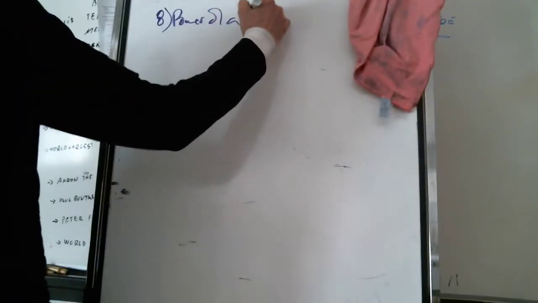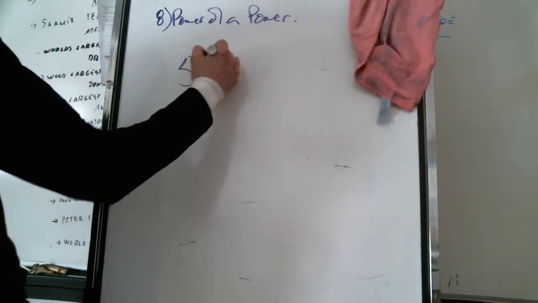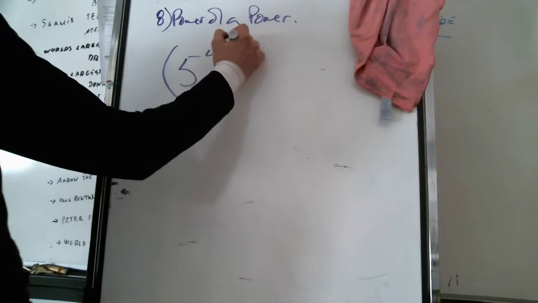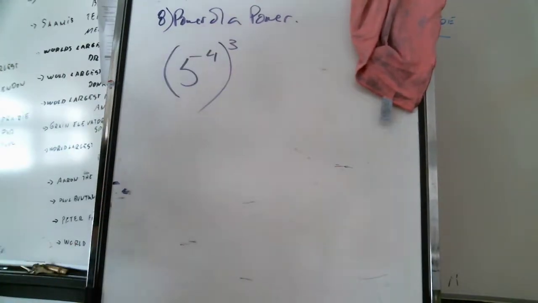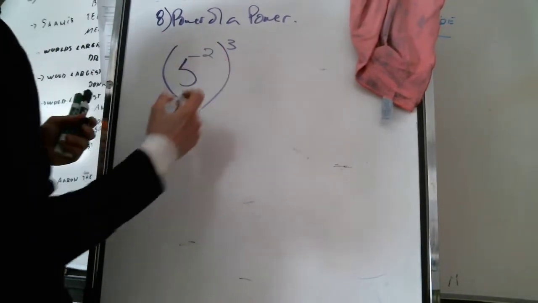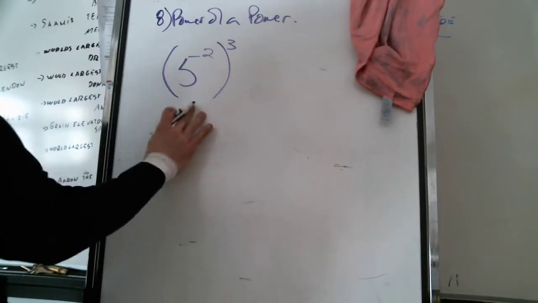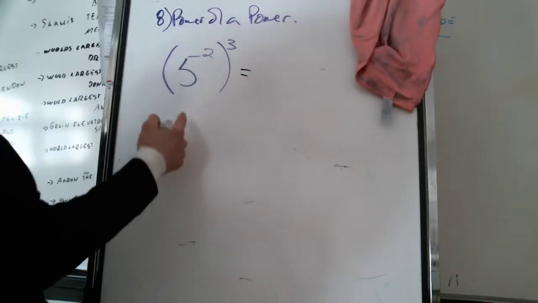Last one. 8 should be 9. Power of a power. Love this one. So we have 5 to the 4 to the 3. I'm going to make these smaller again so I don't have to write so much out. 5 to the 2 to the 3. Now if you know this, solve it. Do it in your head. Let's break this down though, because that's the thing that makes it different.